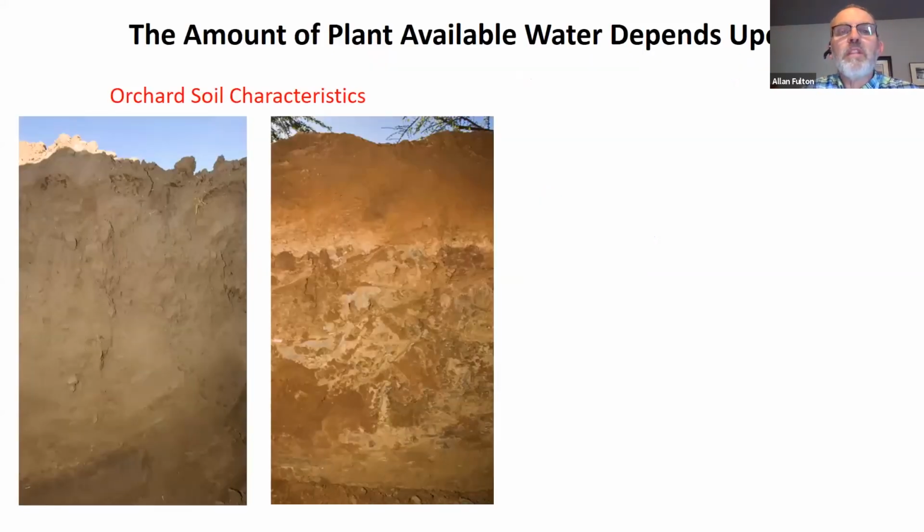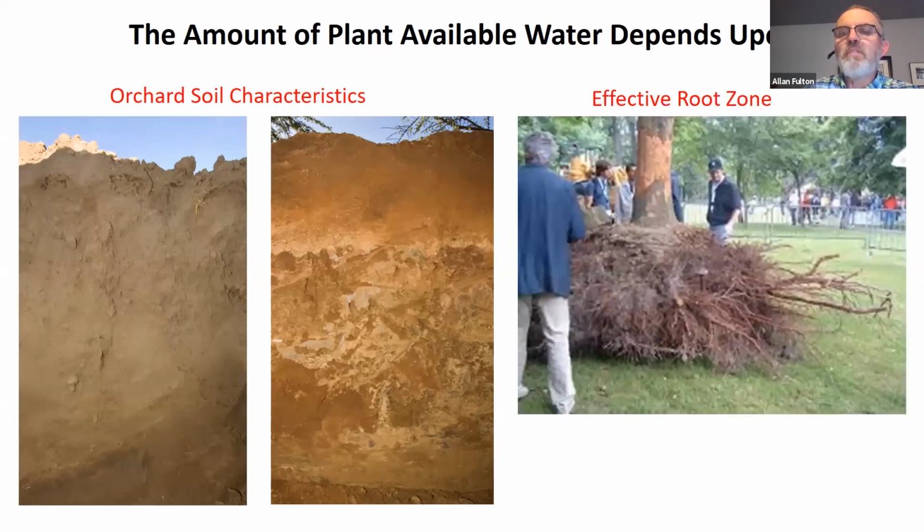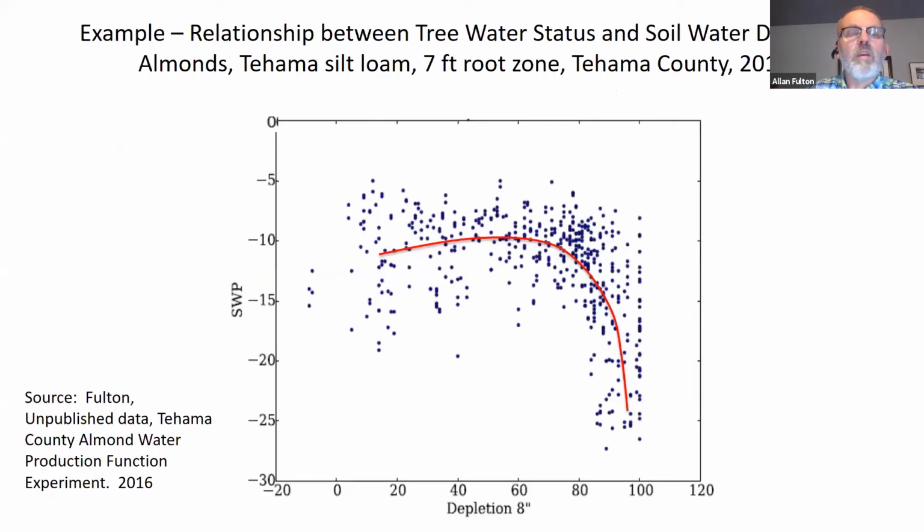Real briefly, the plant available water depends upon the orchard soil characteristics, and it depends upon the effective root zone. So where are the roots? How deep are they, and how abundant are they? For the last couple of slides in this tutorial, I'd like to share with you what we have observed in some of our research plots in terms of the relationship between tree water status and soil moisture depletion.